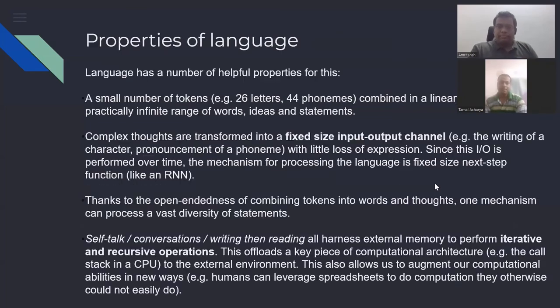Now, the rest are properties of language. You have small tokens like phonemes, letters, sentences, a wide range of words, ideas and statements. Complex thoughts are transformed into fixed size input-output channels, without loss of expression. We form sentences and we manipulate sentences like that. And we have self-talk, conversations, writing, reading, and open-endedness. All of these are properties of language. That's how we perceive the world, how we interpret the world, and how we take decisions. So all these things are essential components of a generally intelligent agent or system.